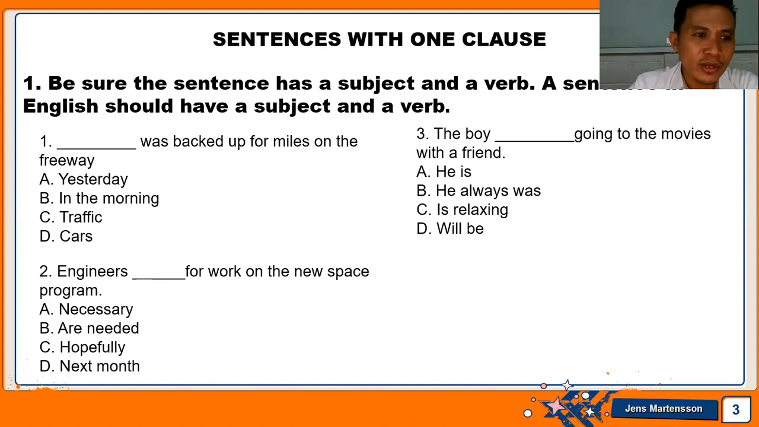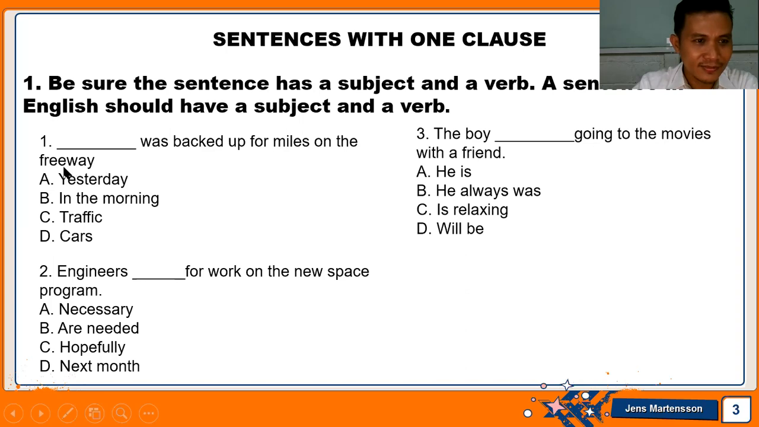The question number 1. Let me read it for you. You can start thinking, then find the answer. Number 1: blah, blah, blah, was backed up for miles on a freeway. Okay, so now please find the correct answer to this question. Please turn on your microphone and answer.